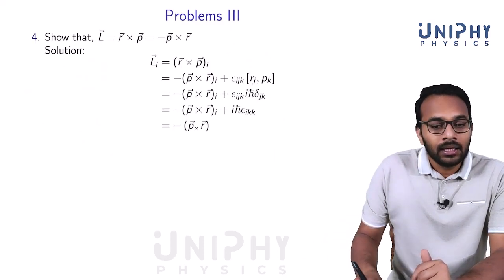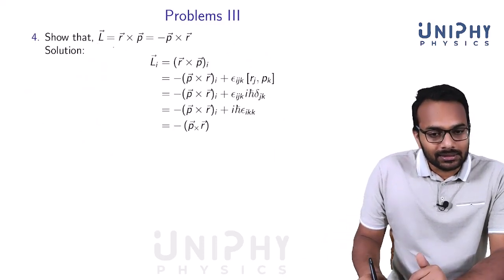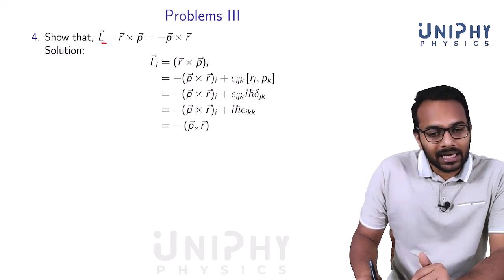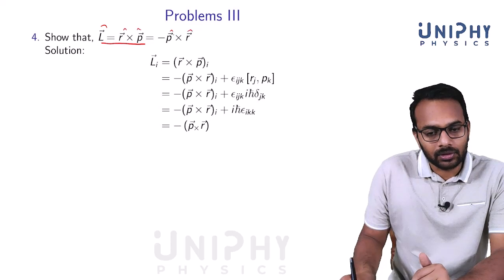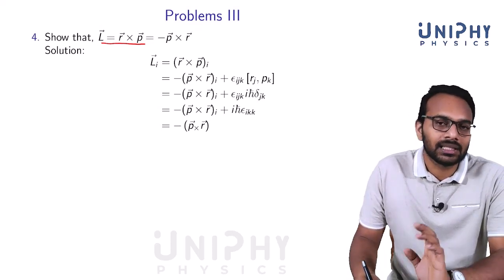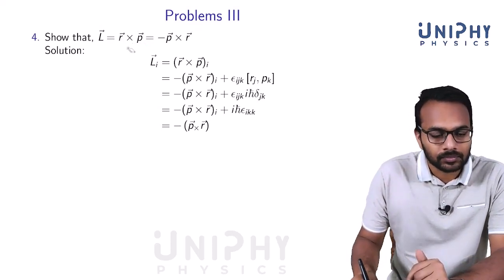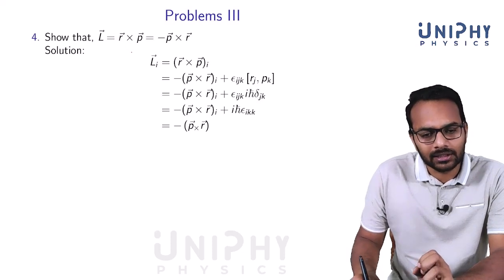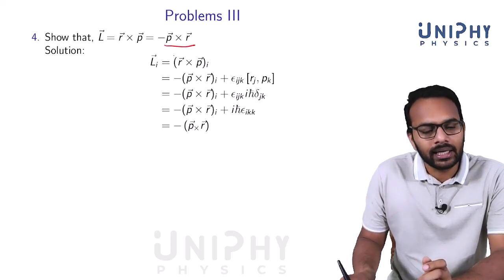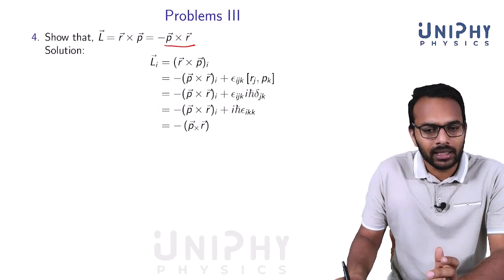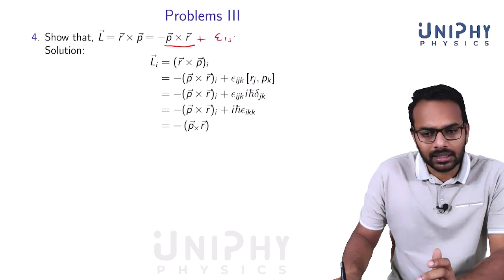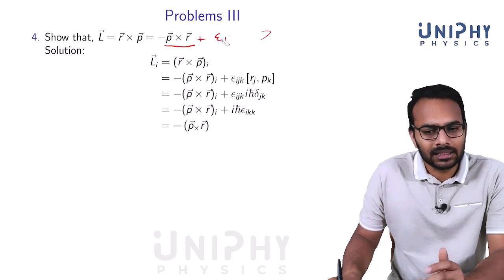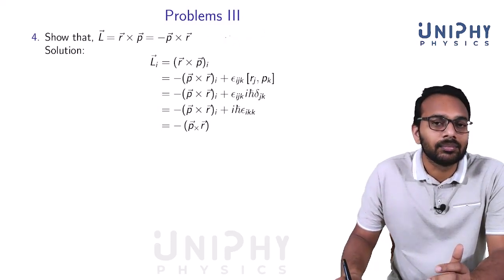Okay, so let's check this. Show that the L vector is equal to R cross P. Again, we are talking about operators. I'm not keeping track of the hats, but remember that we are talking about operators. So L vector is equal to R cross P, which is equal to minus P cross R. Why shouldn't we need this extra term? Let's check if that extra term becomes 0.